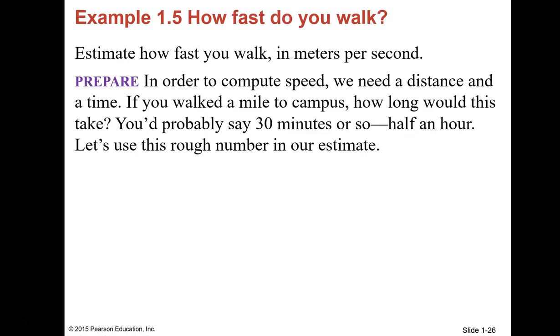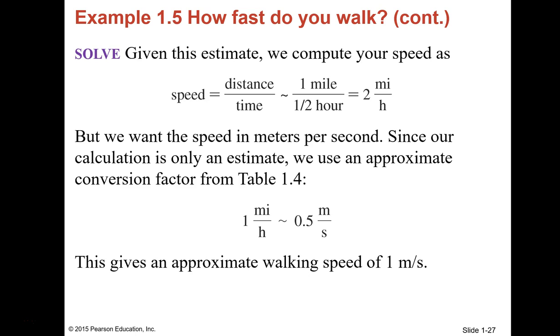Now, kind of look at how fast you walk. Okay, estimate how fast you walk in meters per second. So, kind of, we need to figure out a distance and a time. So let's say you travel a mile in about a half an hour. Okay, so if you look at this, that's a mile divided by a half hour, 2 miles an hour. But we want that in meters per second. So you need to convert miles per hour to meters per second using conversion factors, which you should hopefully know. And it shows you that you move about a meter per second.